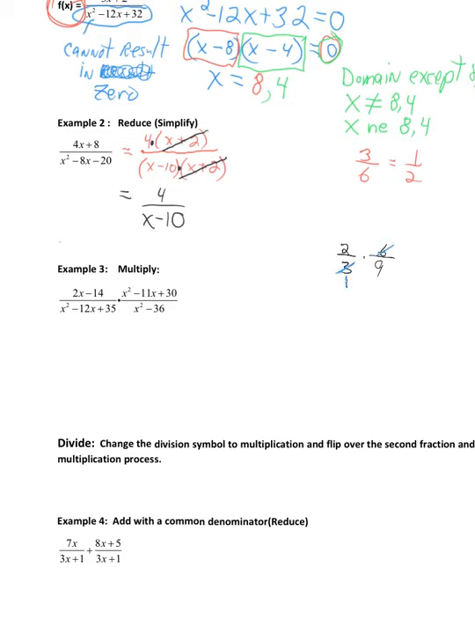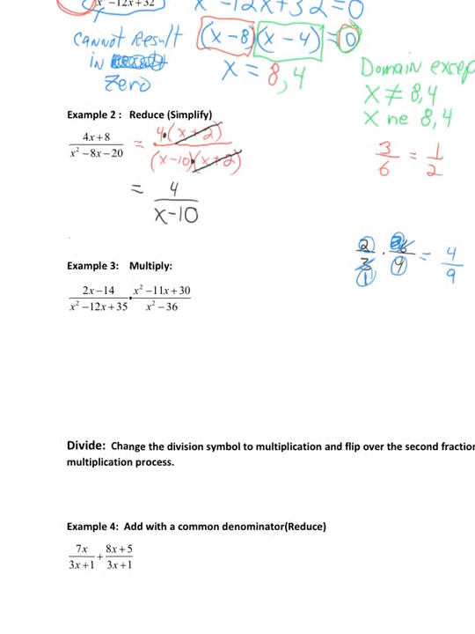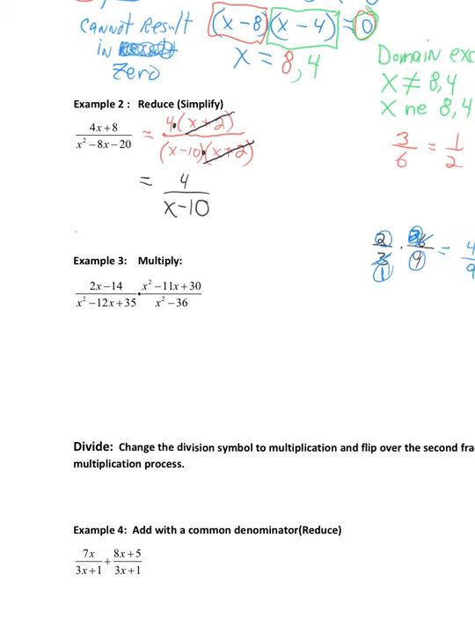3 goes into 3 once, and 3 goes into 6 twice. And then I can end up with 2 times 2, or 4 on the bottom, and 1 times 9, which is 9. So I kind of crisscross canceled, or canceled up and down. So again, the most important skill we can do in this course, we have to know how to factor.